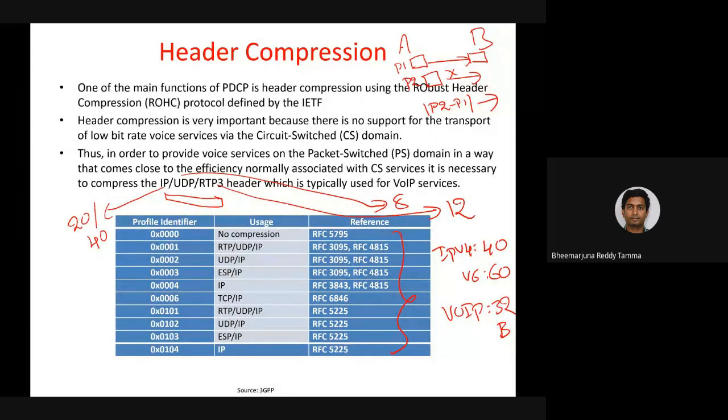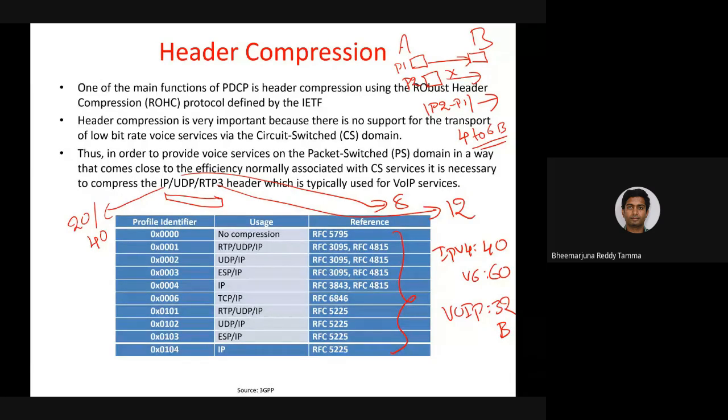Because if you look at the IPv4 and IPv6 case, we have 40 to 60 bytes. In most of the cases, the difference between the first packet and second packet is on the order of 4 to 6 bytes. That way, the savings that you get are tremendous.